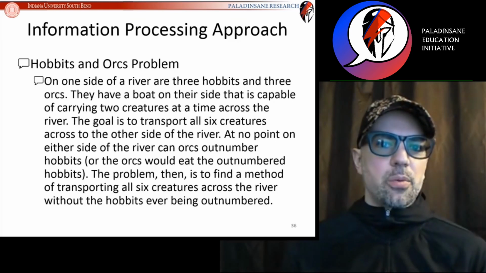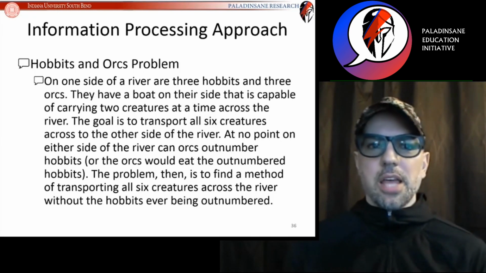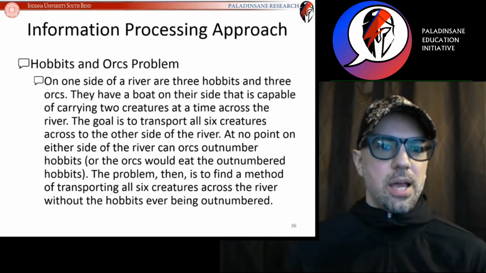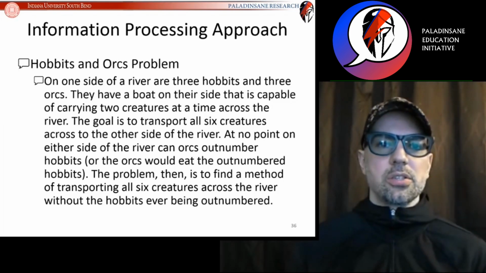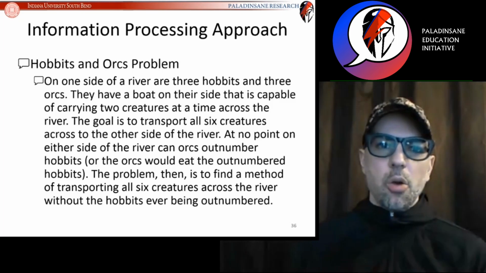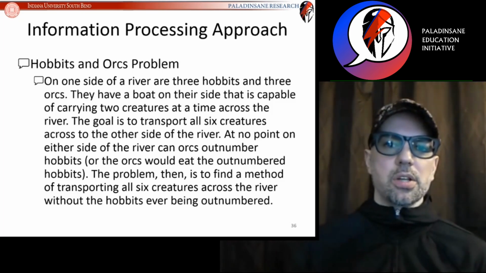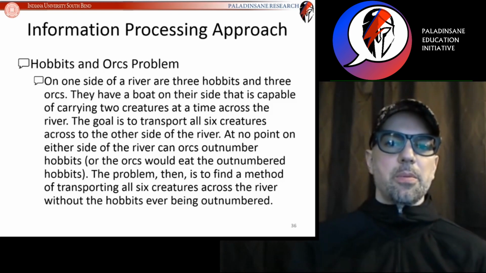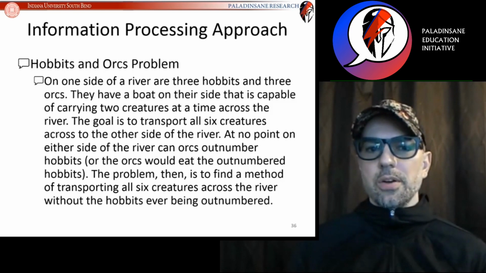It goes: on one side of a river, there are 3 hobbits and 3 orcs. They have a boat on their side that is capable of carrying 2 creatures at a time across the river. The goal is to transport all 6 creatures across to the other side of the river. At no point on either side of the river can orcs outnumber hobbits, or the orcs would eat the outnumbered hobbits. The problem then is to find a method of transporting all 6 creatures across the river without the hobbits ever being outnumbered.